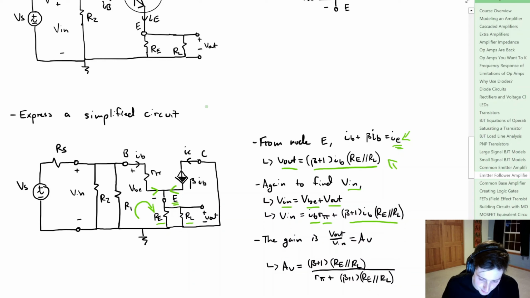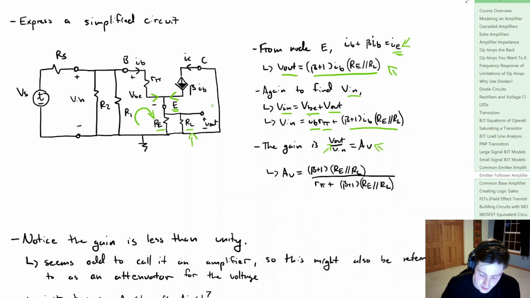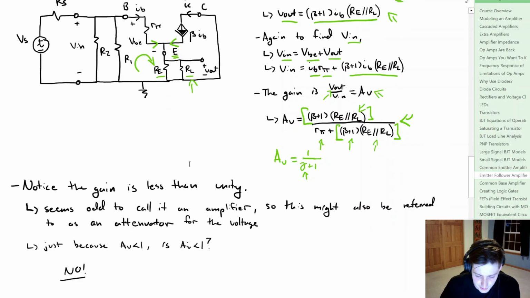Now we can define our voltage gain simply as the output voltage divided by the input voltage. Again, that's the closed loop because we have this load resistor here. And what we get is that the voltage gain is equal to this term right here. So we have beta plus 1, times the parallel combination of RE and RL. In the denominator, we have R pi plus beta plus 1, and again times that parallel combination. Now notice here that this term in the numerator is equal to this term right here in the denominator. So what we could say is that the voltage gain is equal to 1 over 1 plus gamma, where gamma is some positive value. So we'd say that the closed loop voltage gain is less than unity, or less than 1. Seems odd to really call it an amplifier then.